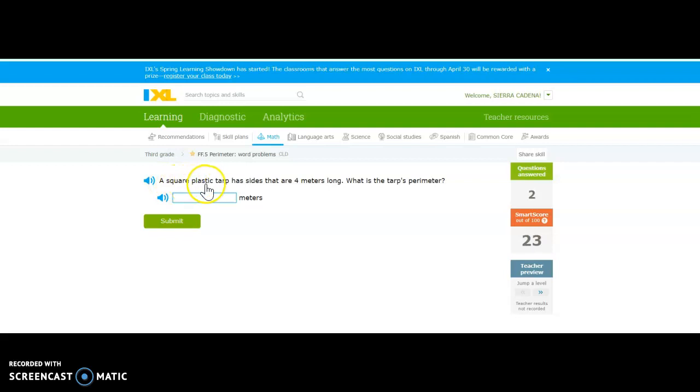A square plastic tarp has sides that are 4 meters long. What is a tarp's perimeter? If I know it's a square, I know that each of the sides is 4. So 4 plus 4 plus 4 plus 4. 4 times 4 is what? So you're going to need to draw these out, guys.